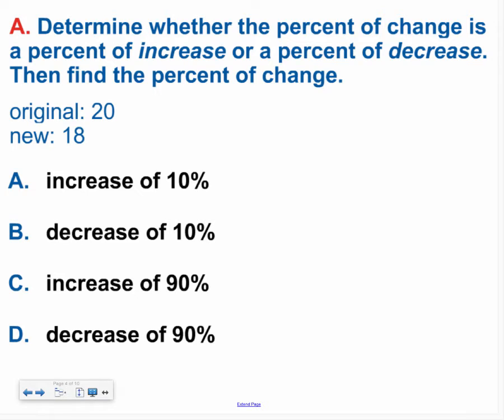All right, go ahead and take a look at this first example on your own, see how you do.